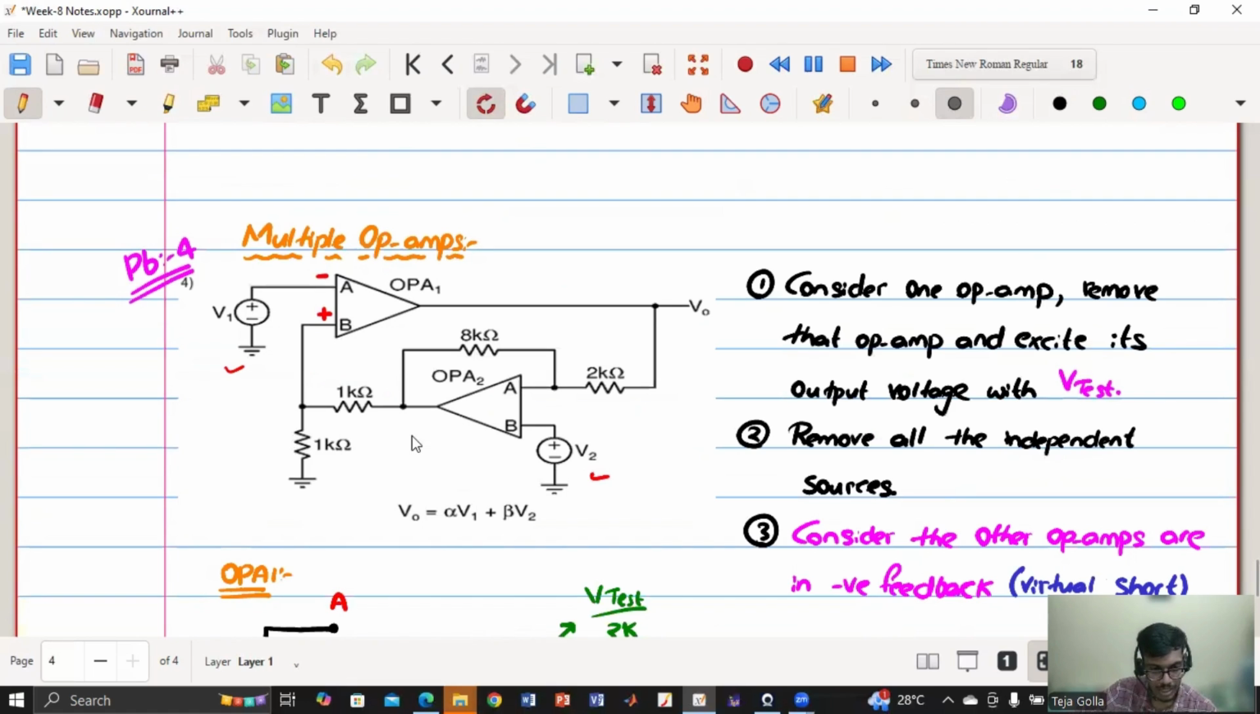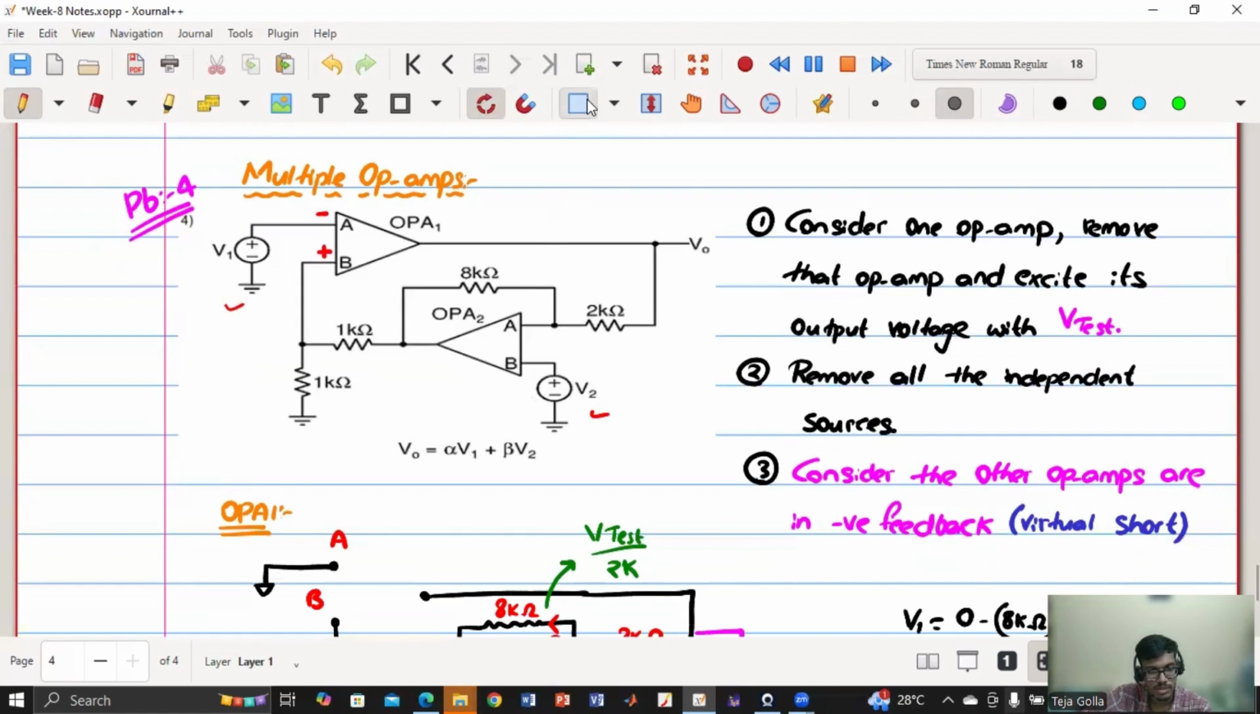Now I'll do the same test for OPA2. So now I need not assume anything for OPA1 because I already know how it needs to be connected to be in negative feedback. So now I'll use this circuit for OPAMP2 to find out what should be the terminals of OPAMP2 for it to be in negative feedback. Makes sense, how I'm solving?